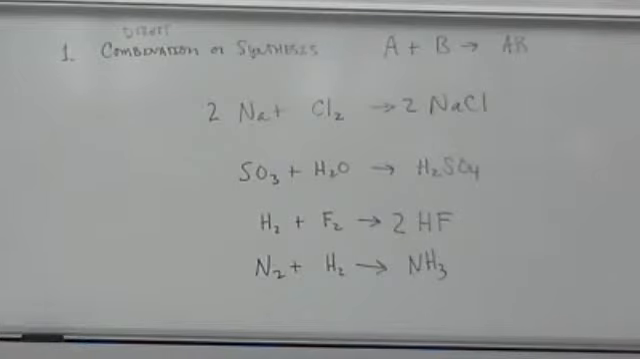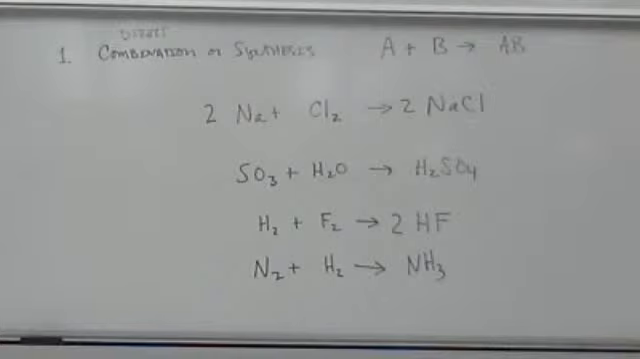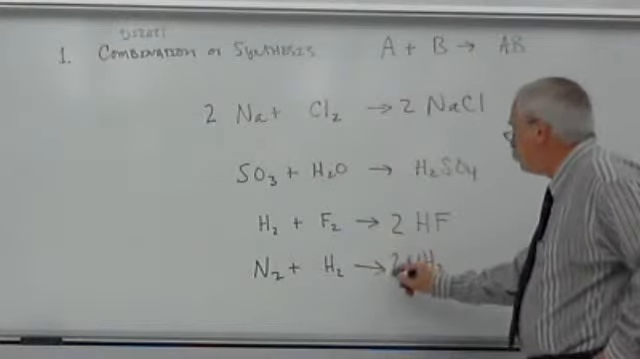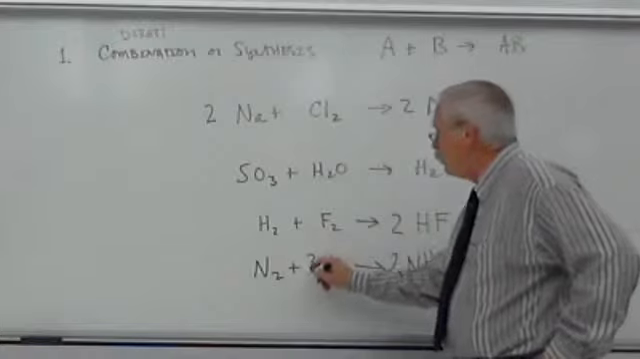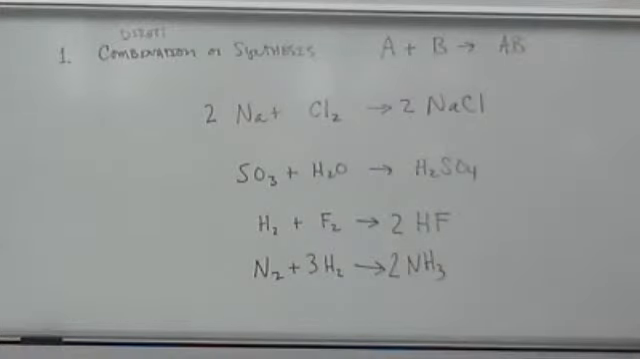Now we've done our first job. We have written a correct chemical formula. Our second job is to balance. Can we balance this? Put a 2 in front of the NH3 and a 3 in front of the H2. So we suggest a 2 here and a 3 here. Does that do it? I think so.